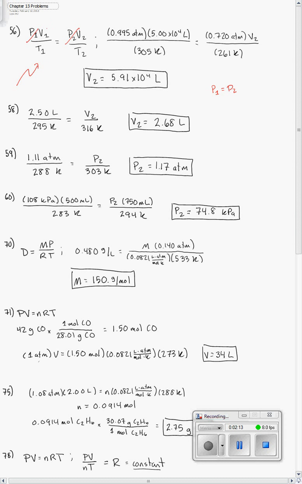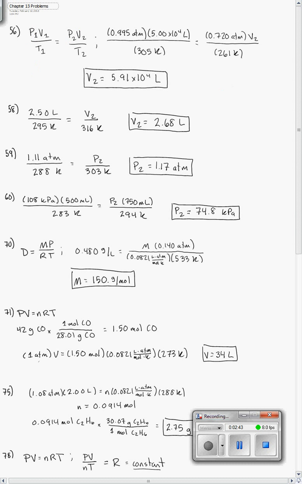From here, the important thing to remember, again, is that our temperature is in Kelvin. So, our initial volume is 2.50 liters. Our initial temperature is 22 degrees Celsius, which equates to 295 Kelvin. We don't know what our final volume is, but we're told that our final temperature is 43.0 degrees Celsius, or 316 Kelvin. So we'll fill that in for our temperature too. If we solve for V2, you get volume equals 2.68 liters.